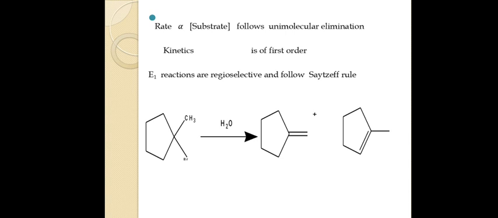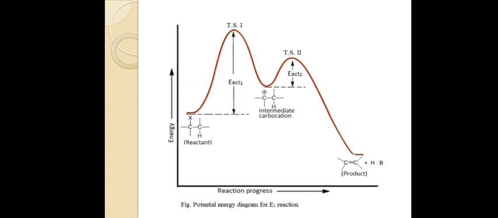So we find that the product formed is, if this methyl group beta hydrogen is removed, then it becomes the first one, and if the beta hydrogen is from the ring CH2, then in this case it will be the second one. So there are two products formed, one is the major and another one is the minor product.